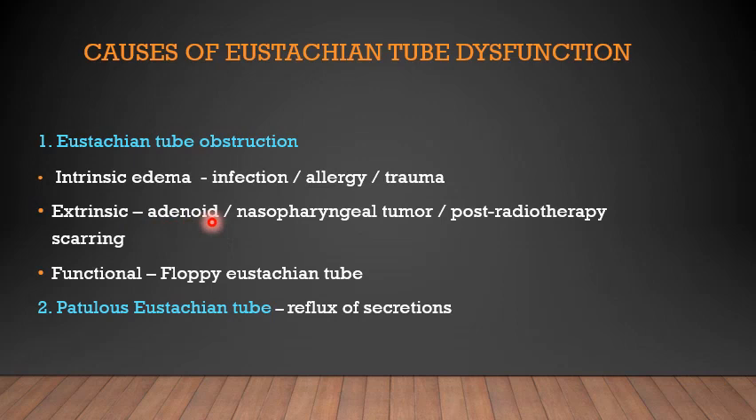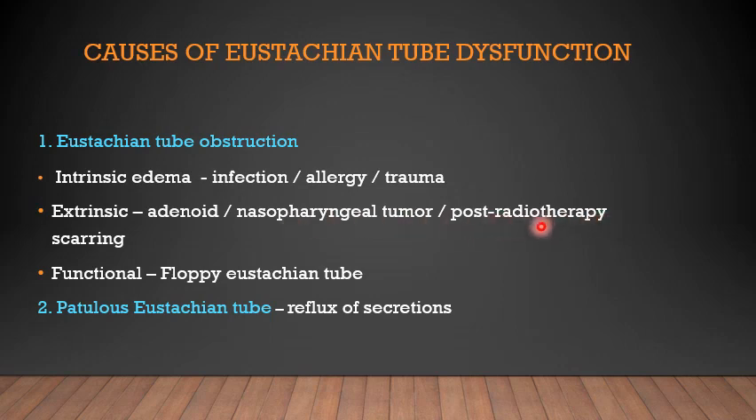Adenoid is a midline structure. So if there is adenoid hypertrophy, it will end up blocking both eustachian tubes. Bilateral obstruction of eustachian tubes is seen. Then nasopharyngeal tumor. Most common nasopharyngeal tumor is angiofibroma, a benign tumor. Angiofibroma originates on any one side. It is not a bilateral condition. So in nasopharyngeal tumor or angiofibromas, we usually see unilateral obstruction of eustachian tube.